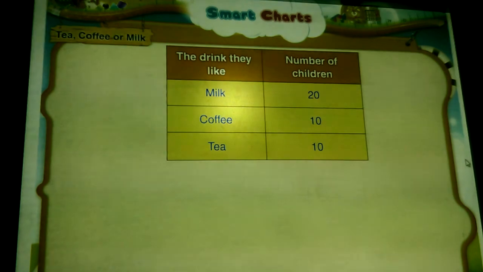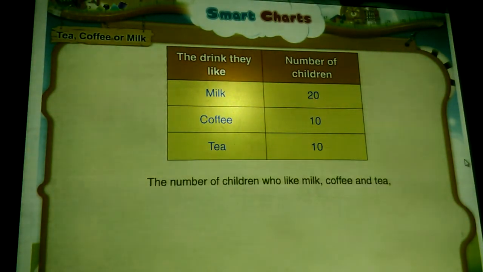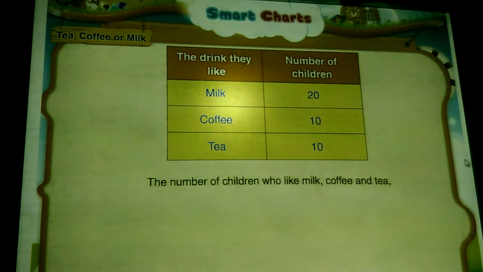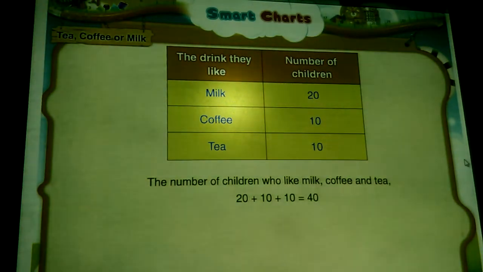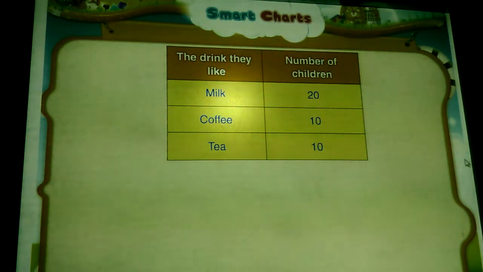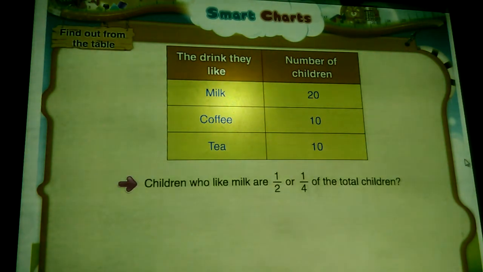To find the total number of children, add the number of children who like milk, coffee and tea. That is 20 plus 10 plus 10. That is equal to 40. So, the total number of children is 40. Find out from the table. Children who like milk are half or 1/4 of the total children.